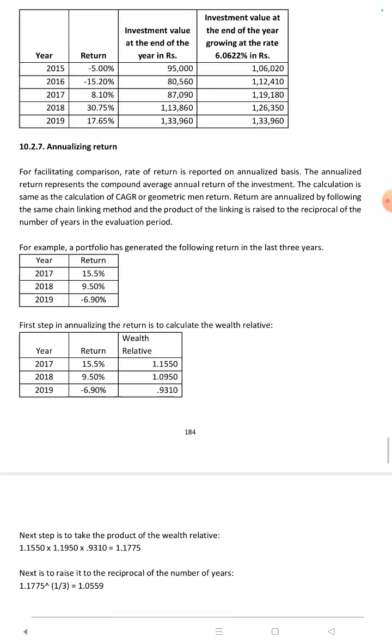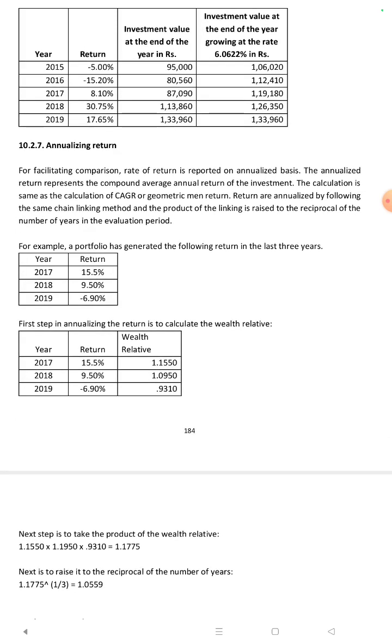Annualizing return. For facilitating comparison, rate of return is reported on an annualized basis. The annualized return represents the compounded average annual return of the investment. The calculation is the same as the calculation of CAGR or geometric mean return. Returns are annualized by following the same chain.